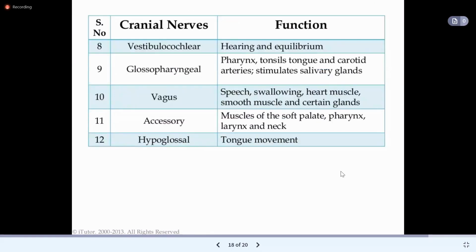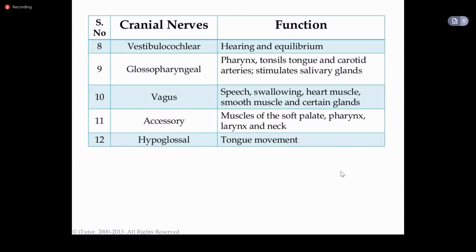And vestibulocochlear is for hearing and equilibrium. And glossopharyngeal is for the pharynx, tonsils, tongue, and carotid arteries, and stimulates salivary glands.